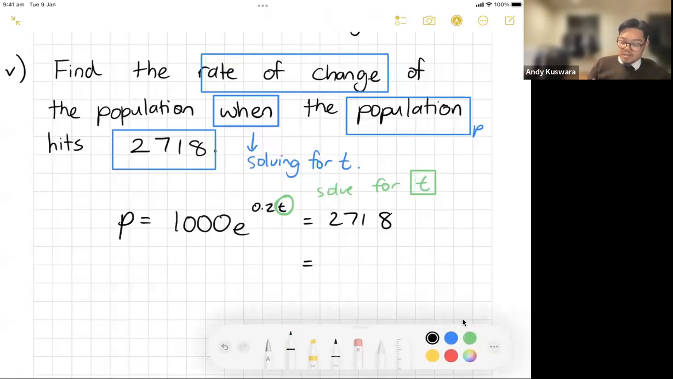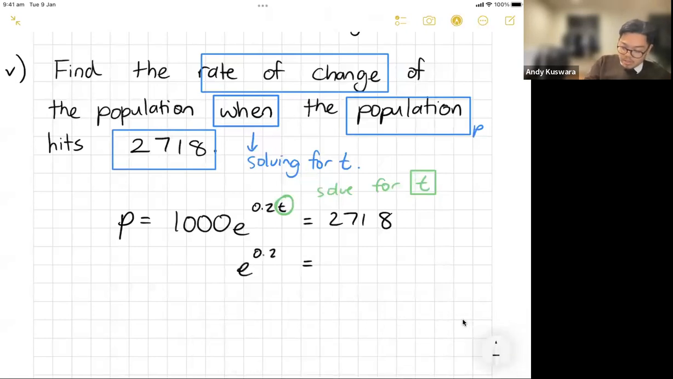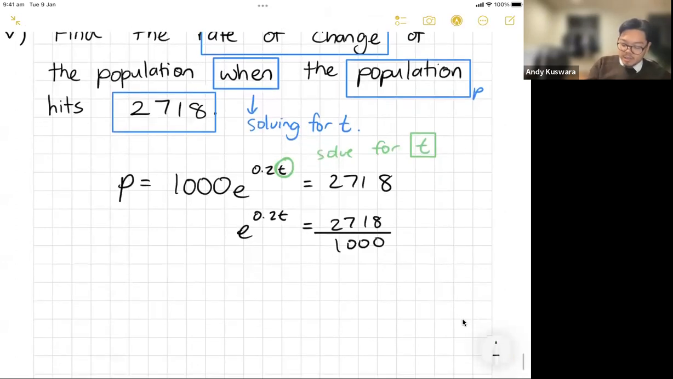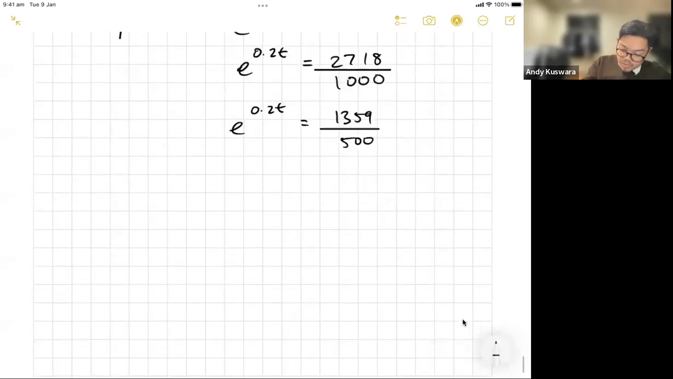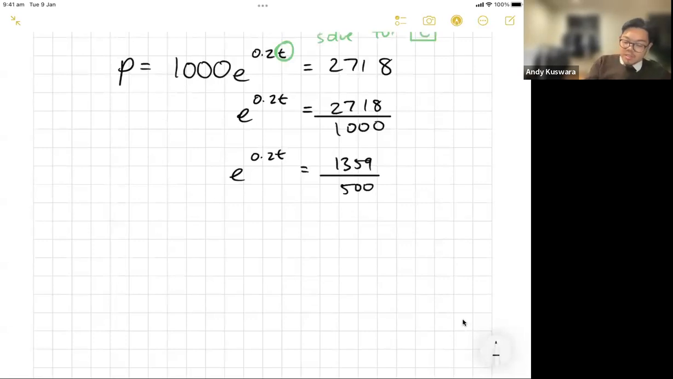And this is where all your log laws, or all your solving for exponentials and logs, become handy. Bear with me here. I've got e to the 0.2t. First thing I'm going to do is divide both of these by 1,000. Now, getting closer, I'm just going to see if there's a nice number for that. 2718 divided by 1,000. Oh, it's horrible. 1359 over 500. So much for a great thing.